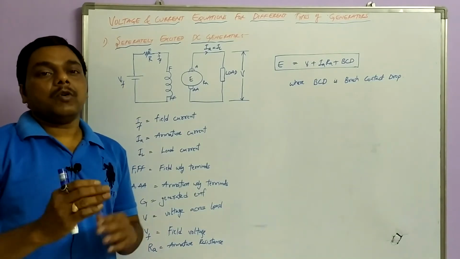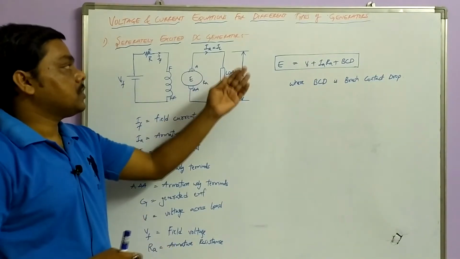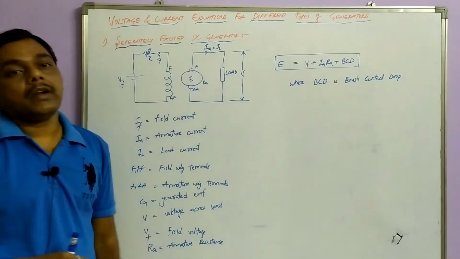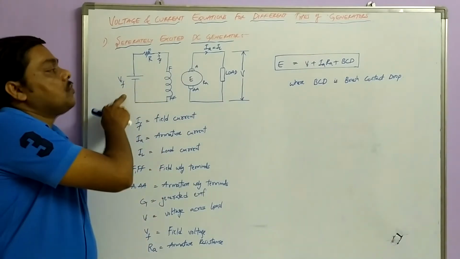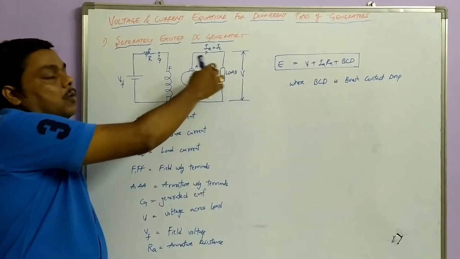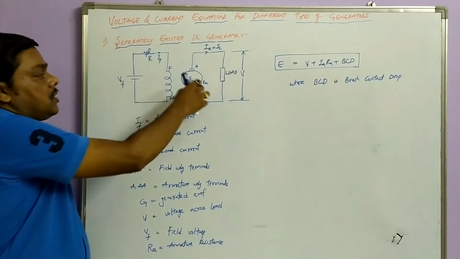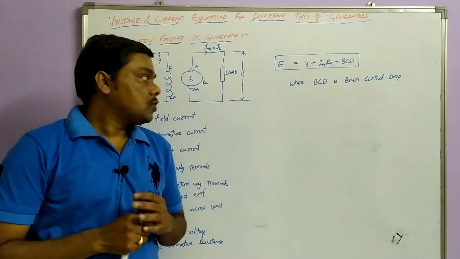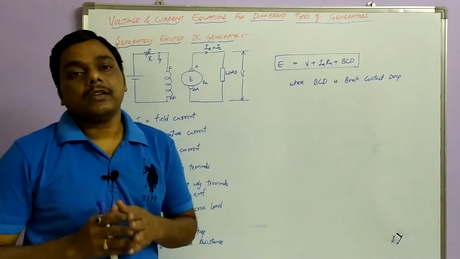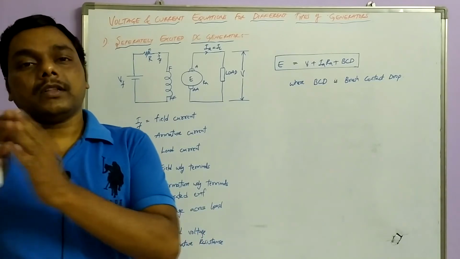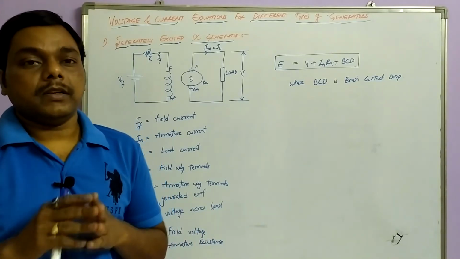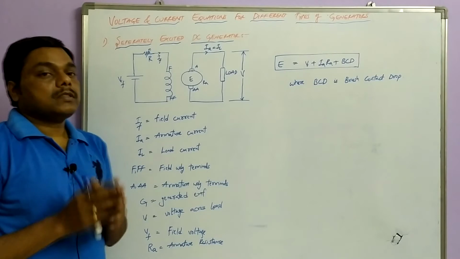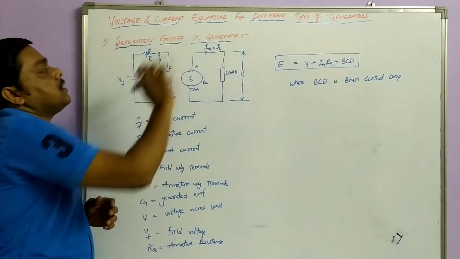What is the relation among the currents like armature current, field current, load current, and field voltage and load voltage, as well as generated EMF. We already discussed that there are two types of generators. One is self-excited and another one is separately excited. So first we will discuss the separately excited DC generator.